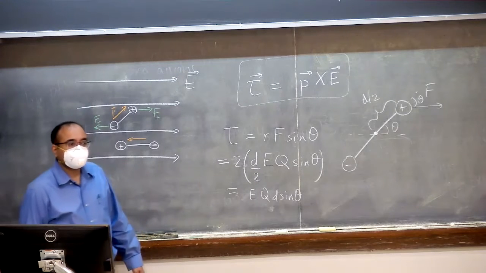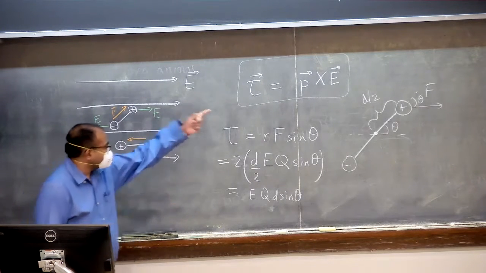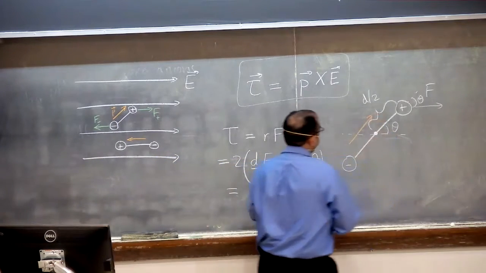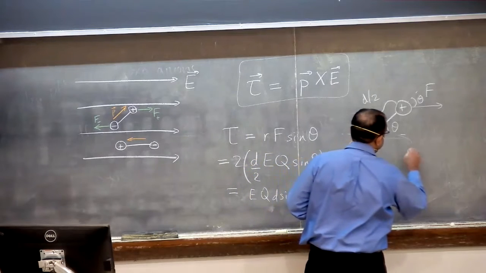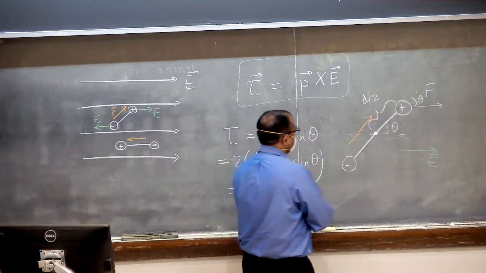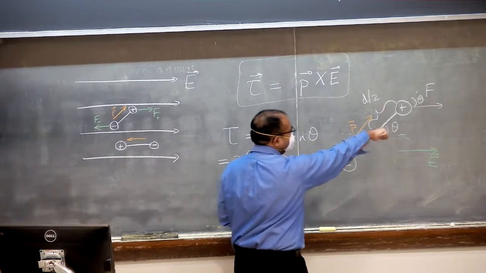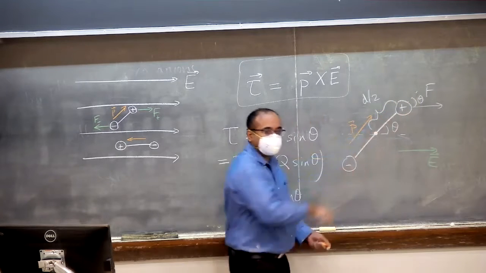Wait, William. It's P cross E. We can check that that gives the correct direction. So right now we have P this way, and we have, I guess, E this way. So if I do P cross E, we can see that that corresponds to like R cross F.